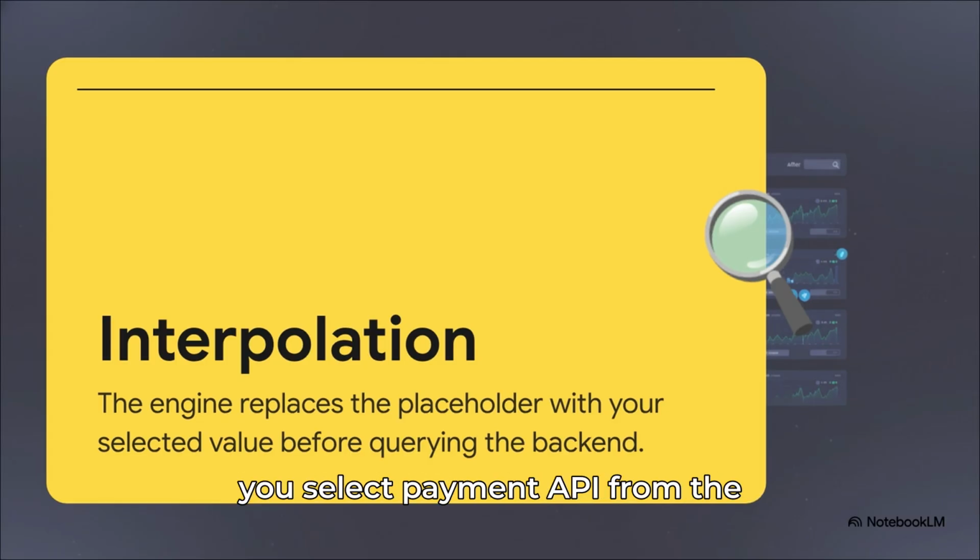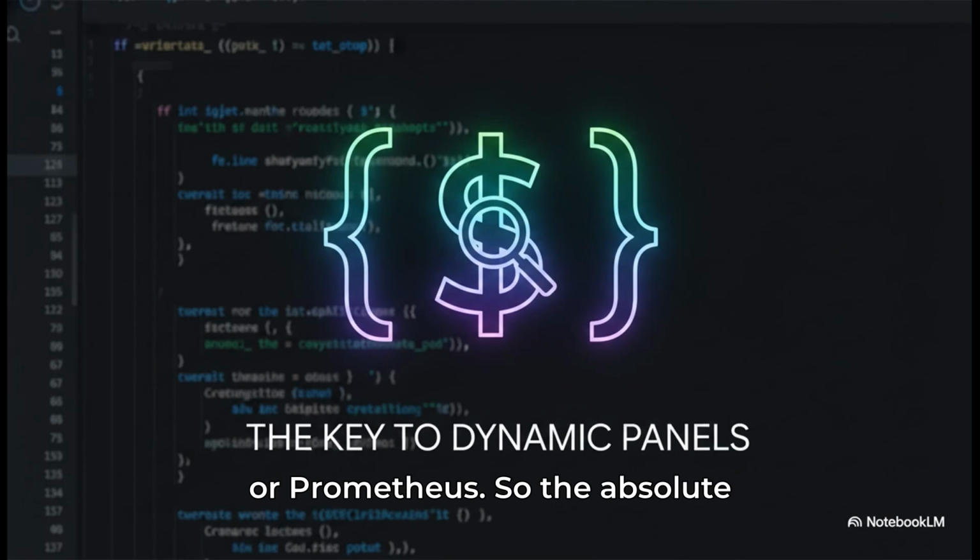So when you select Payment API from the dropdown, Grafana is under the hood automatically rewriting your query before sending it off to Loki or Prometheus. So the absolute crucial point here is getting the syntax right. To tell Grafana that a specific word is a variable, you wrap it exactly like this: a $, an open curly brace, your variable name, and a close curly brace. Treat this syntax like a critical vocabulary word. It is the absolute key format that unlocks all these dynamic panels.